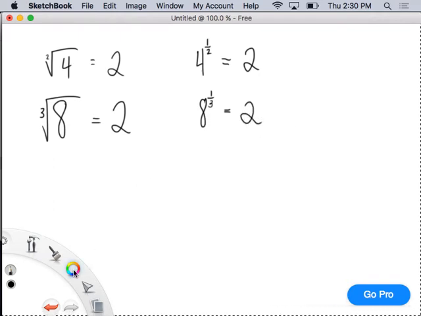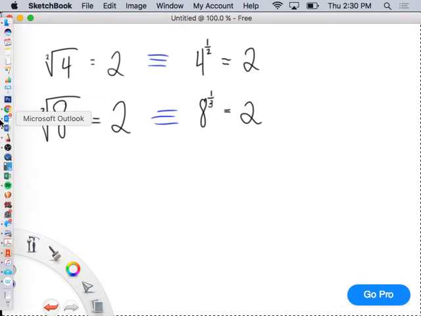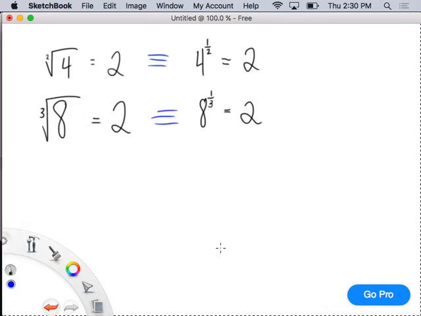You see? These statements are all equivalent. They're saying the exact same thing. Does that make sense to you guys? Okay. So it's just another way of writing cube root, square root. It's just that fraction: 1 on the top and whatever the root is on the bottom. Got it?